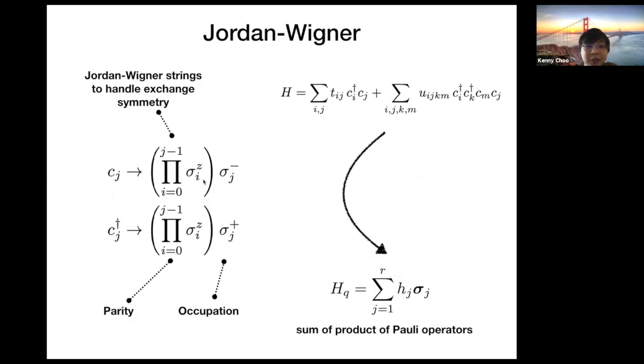So very quickly, this is just the Jordan-Wigner mapping that is very familiar to everyone. Basically, we map the creation and annihilation operators to these spin operators, but we need to keep track of the parity. So we have to add this Jordan-Wigner string, which is non-local.